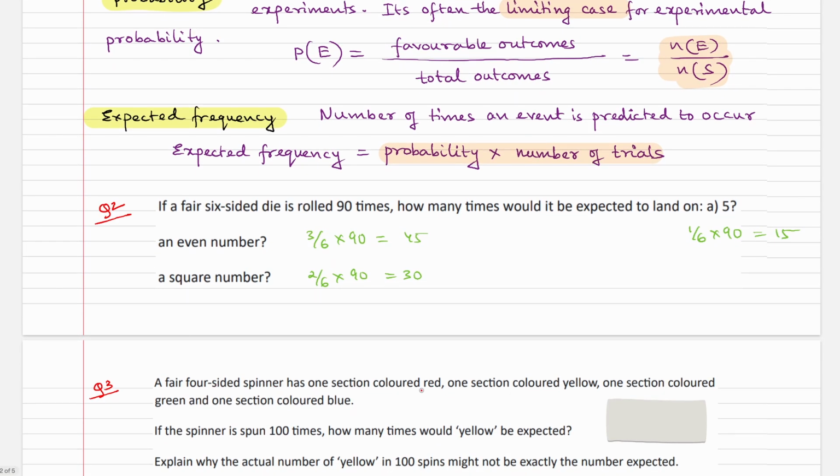All right, one more sum. A fair four-sided spinner has one section colored red, yellow, green and blue. Okay, 4 colors. If the spinner is spun 100 times, how many times yellow can be expected? Explain why the actual number of yellow in 100 spins might not be exactly the number expected. So 1/4, because it's fair. So 25 should be expected. Explain why the actual number of yellow might not be exactly the number expected, because that's the difference between theoretical probability and experimental probability.